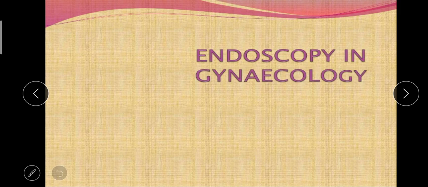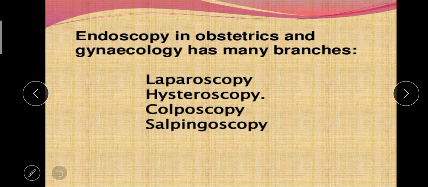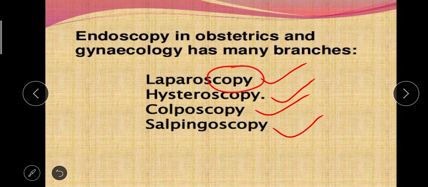Our next investigation is endoscopy in gynecology. In gynecology also we have some types of endoscopy. There are 4 types: laparoscopy, hysteroscopy, colposcopy and salpingoscopy. The meaning of scopy is visualization. Now we are going to see one by one what laparoscopy, hysteroscopy, colposcopy and salpingoscopy are. About colposcopy, we have already studied that if you see the parts of the vagina with the help of a colposcope, it is called colposcopy.